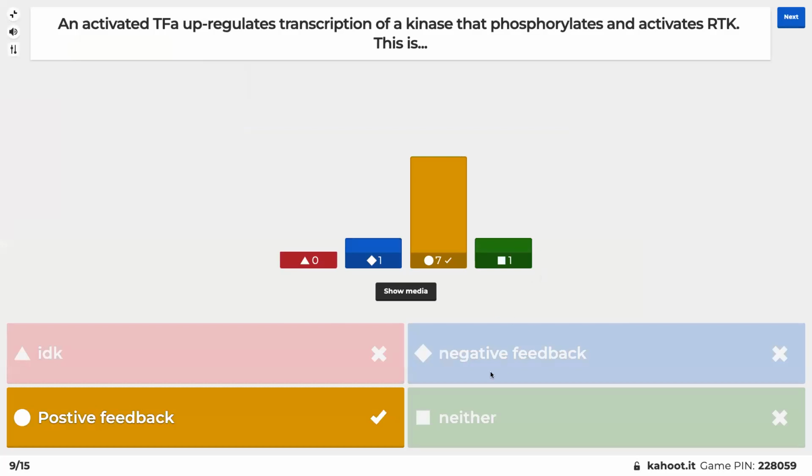What else did people say? Someone said neither, and someone said negative feedback. So it's not negative feedback because it is promoting the pathway. It's causing us to activate the pathway, and it's not neither because it's the downstream element affecting the upstream element. So it's not just the regular movement of the pathway.